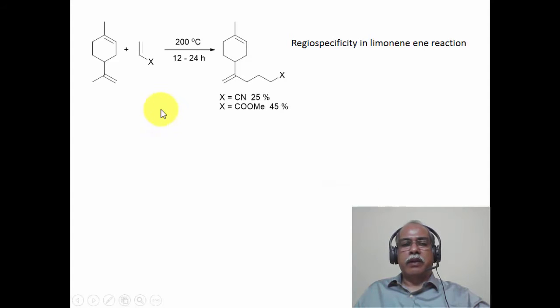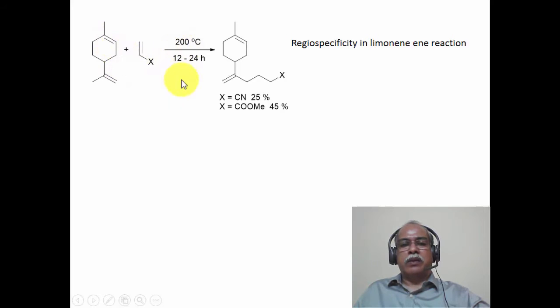Here is another example of limonene undergoing reaction. There are two double bonds in limonene. One is a disubstituted double bond, which is this double bond, an exocyclic double bond. It is a simple disubstituted double bond, whereas this is a trisubstituted double bond which is part of a cyclic system. So this is sterically more hindered compared to this particular system. So this portion of the molecule acts as the ene component, whereas this portion of the molecule, probably because of steric hindrance of the trisubstituted system as well as being part of the cyclic system, does not undergo the ene reaction.